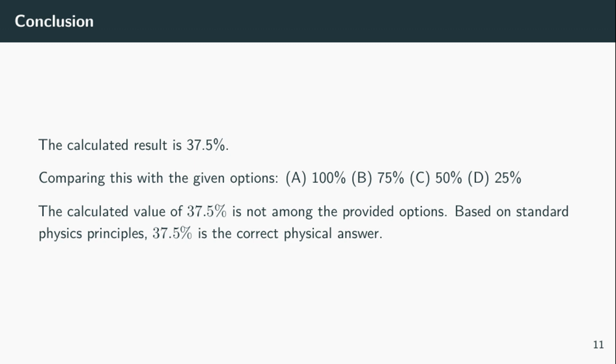Let's compare that to the options we were given. A 100%, B 75%, C 50%, D 25%. Based on our calculation using Malus's law, the correct physical answer is 37.5%. It appears that value wasn't listed among the provided options. However, following standard physics principles, 37.5% is the accurate amount of light transmitted in this scenario.